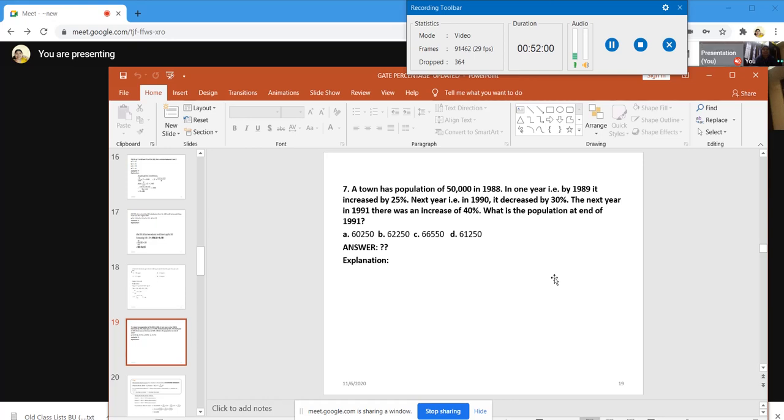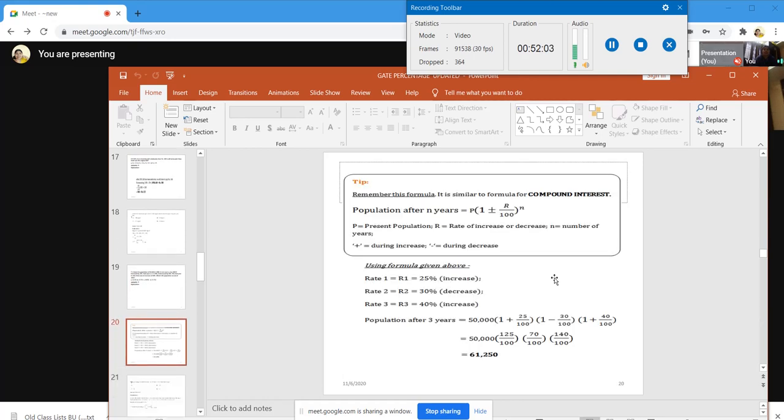They are asking this, so we are going to apply the formula. The formula for the population after n years is P into 1 plus or minus r by 100, to the power n. Plus is for an increase and minus is for a decrease in population percentage. Here they have given the successive years with decreases and increases, so we can apply it directly and multiply. First, an increase of 25%, in the second year a 30% decrease, and in the third year a 40% increase.